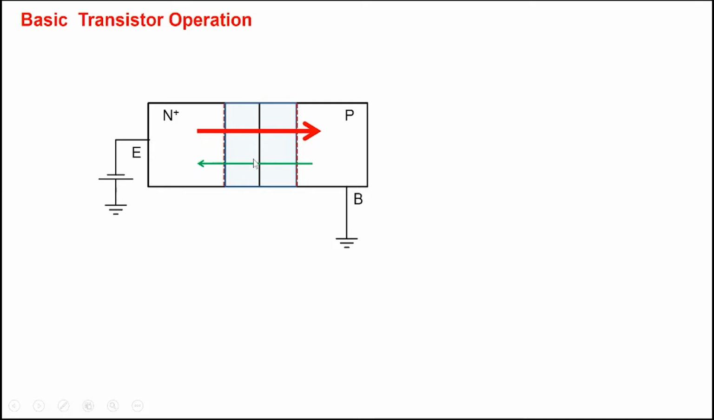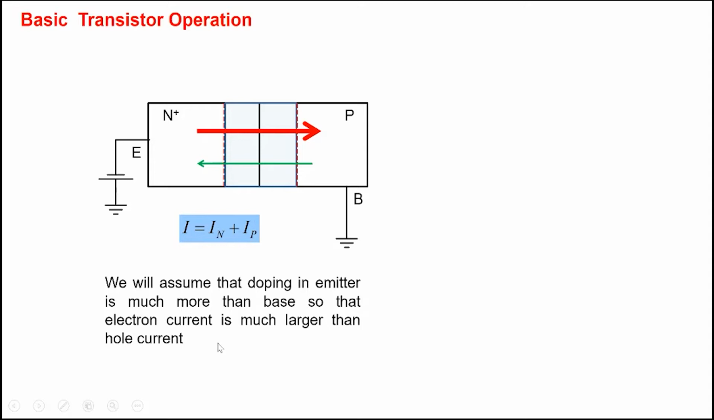So what we're going to do is try to construct a transistor by bringing two PN junctions. It's a bipolar transistor with two junctions. So we're going to bring two PN junctions together and then see what happens here. So I equals IN plus IP, and we said that IN is about 100 times IP here.